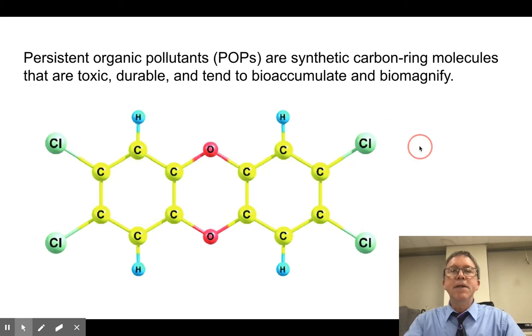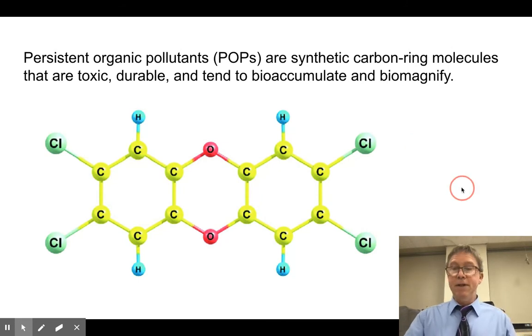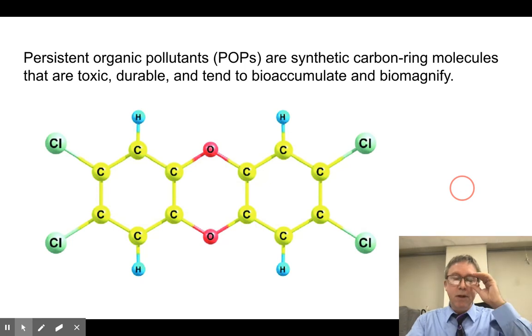And the problem is, because they are able to dissolve into fats and become integrated into the tissues of living organisms, they have a tendency to both bioaccumulate and biomagnify over time. So we're just going to go back over that one more time. As I said, we've covered this earlier in the year, but we're going to do it again here.